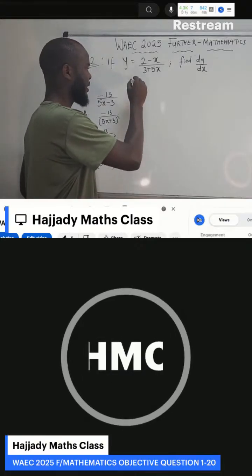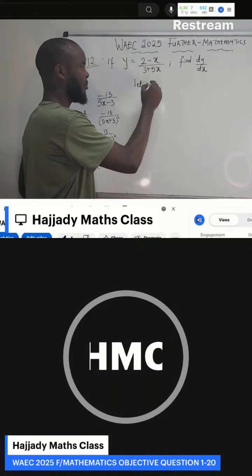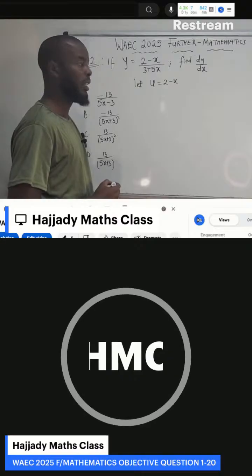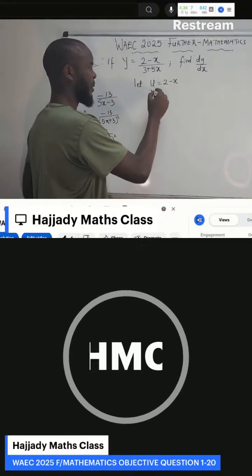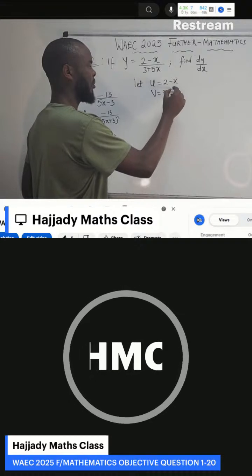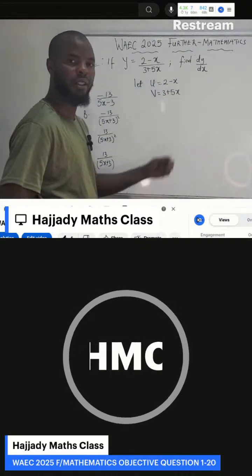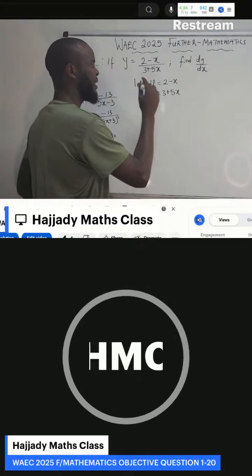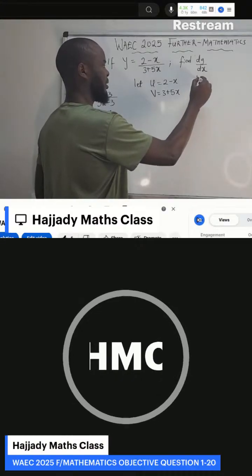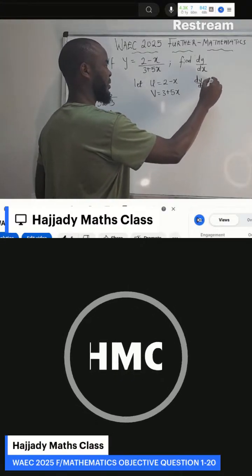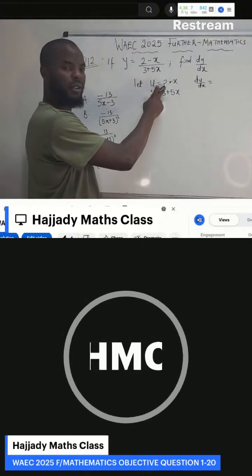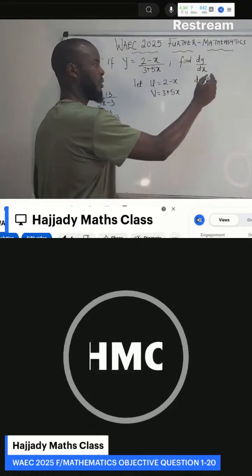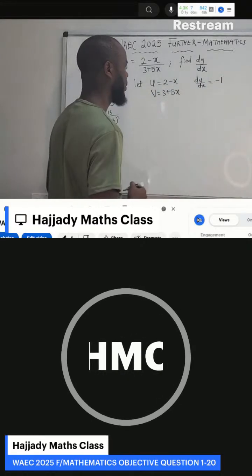So to do this, let the numerator be u. Let u equal 2 minus x, and also let v equal 3 plus 5x. So the numerator is u and the denominator is v. Now, what is the derivative of u with respect to x? du/dx. If you differentiate this, 2 is a constant, so you don't need it. This is going to be 0. But if you differentiate negative x, it's going to be negative 1.